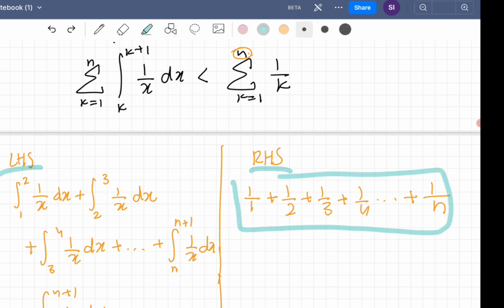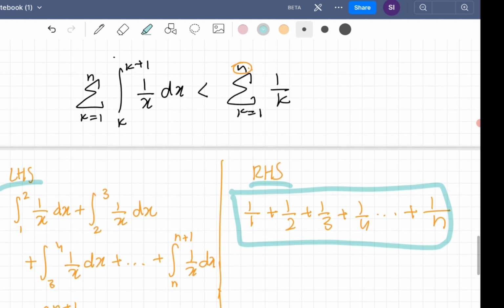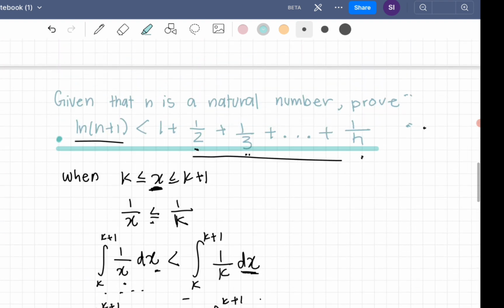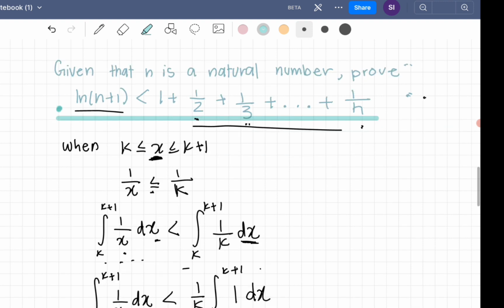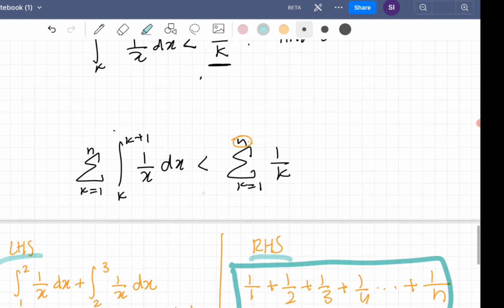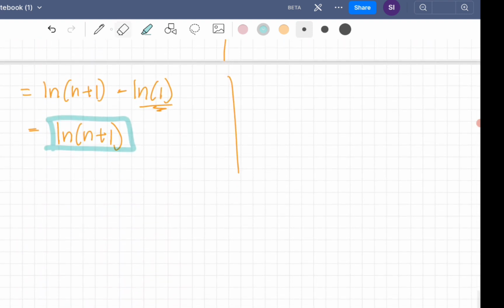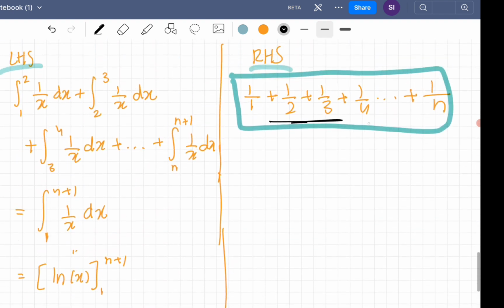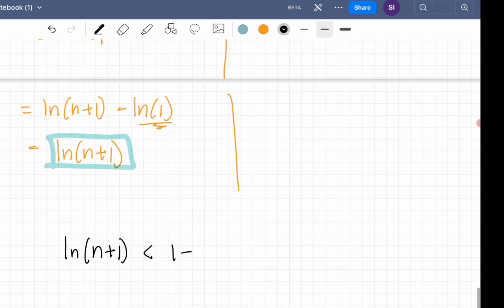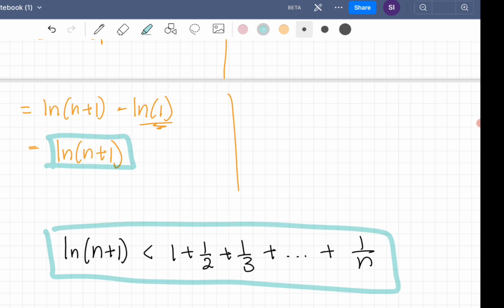You could simplify it, but don't, because you will start to see that this is actually the right-hand side right here. So we see that the left-hand side is less than the right-hand side. We saw for the left-hand side, it was this. So let's write that. This is the left-hand side. The right-hand side, we also solved. We got this. Let's also write that: 1 plus 1 over 2 plus 1 over 3 plus dot dot dot plus 1 over n. And this is in fact what we had to prove.